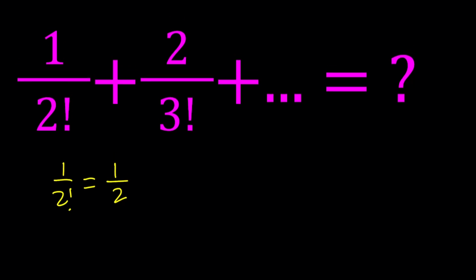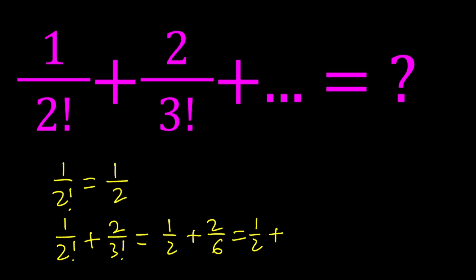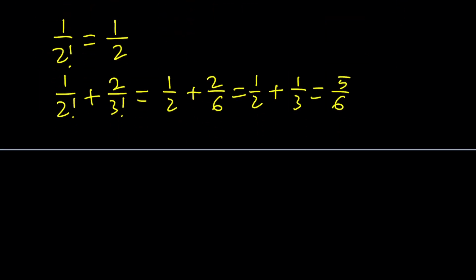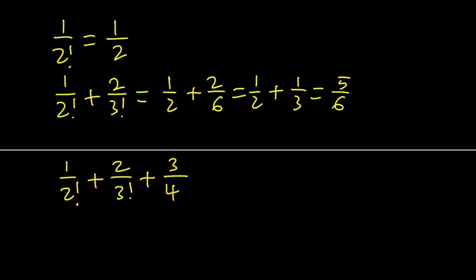Anyways, so let's go ahead and take a look at more terms, like what happens if I add the first two terms, kind of like another partial sum. This would be 1 over 2 plus 2 over 6, because 3 factorial is 3 times 2 times 1. And that will be the same as 1/2 plus 1/3, and that will be 5 over 6. Does that ring a bell? Maybe not yet. Okay, let's do a little bit more and then see if we can come up with a pattern, or at least we'll have an idea. And when the actual result comes up, it shouldn't be a huge surprise.